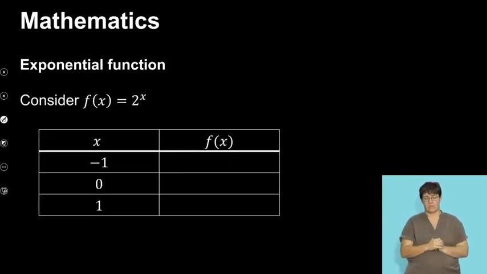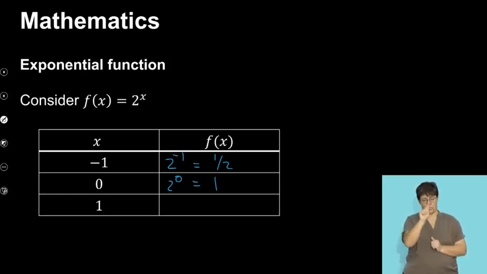Now consider the equation f of x equals 2 to the x. If my x is minus 1, this is going to be 2 to the exponent of negative 1, which is 1 over 2. And then when my x is 0, it will be 2 to the exponent of 0, which equals 1. Then when my x is 1, it will be 2 to the exponent of 1, which is equal to just 2.